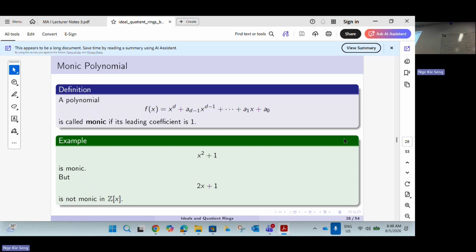First, we want to talk about the monic polynomial. A monic polynomial just says the leading coefficient is 1, the highest degree term has coefficient 1. In this example, the highest degree term has coefficient 1, but this one is not.